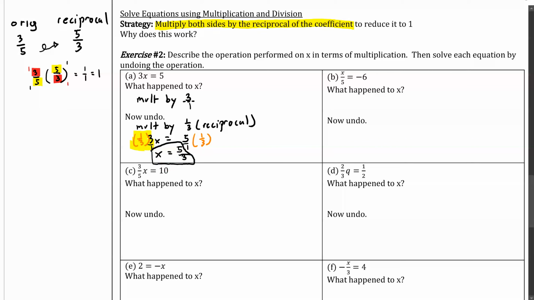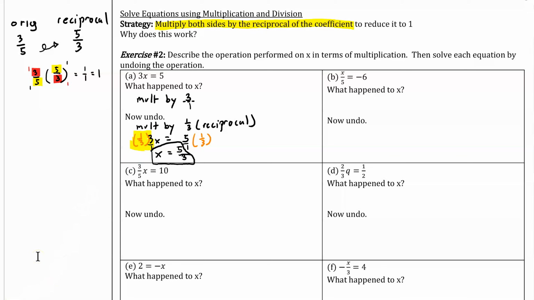Now this might seem like extra work compared to just simply dividing both sides by 5, but you'll find that when we get to more complicated fractions, like the ones in the problems below, this idea of multiplying by the reciprocal will make you significantly quicker at doing mental math and saving a lot of time.